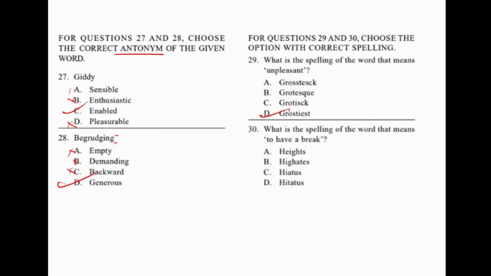Grosdiest. Okay. Now, what is the spelling of the word that means to have a break? What do you mean by that? What is the word that we use to indicate the meaning to have a break? It is hiatus. It is hiatus. Okay, option C is our correct answer.